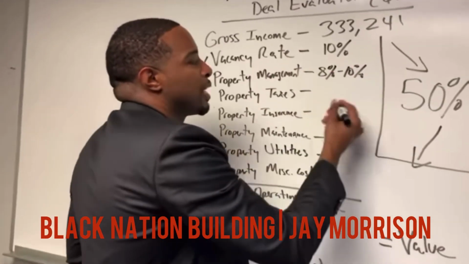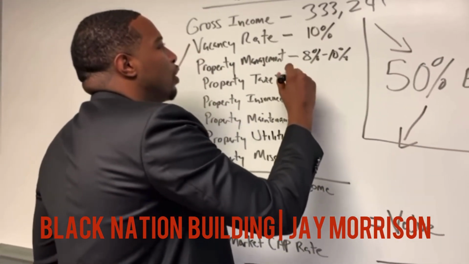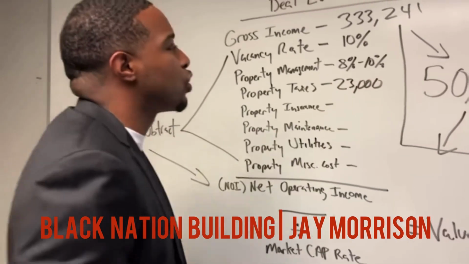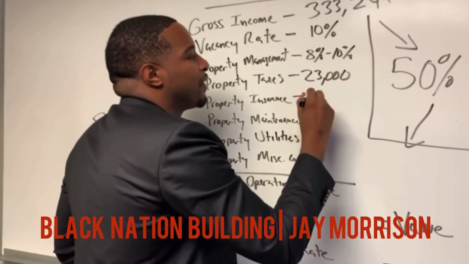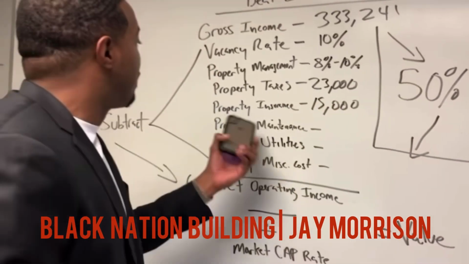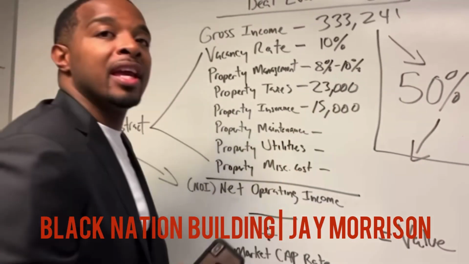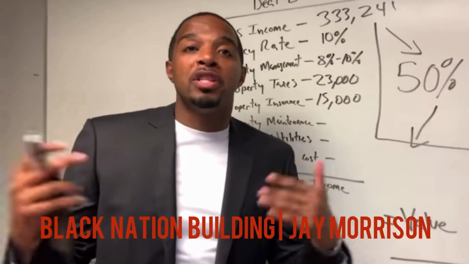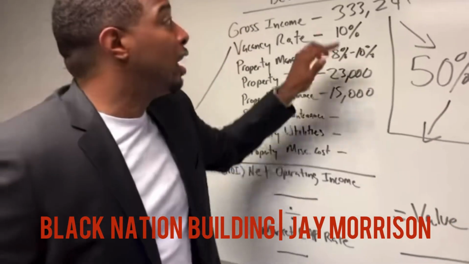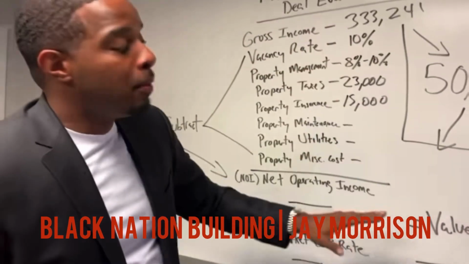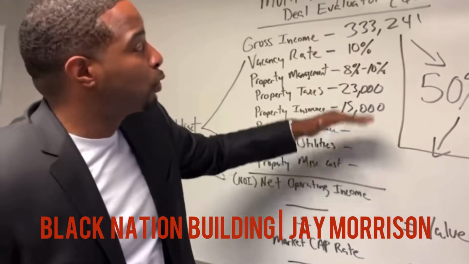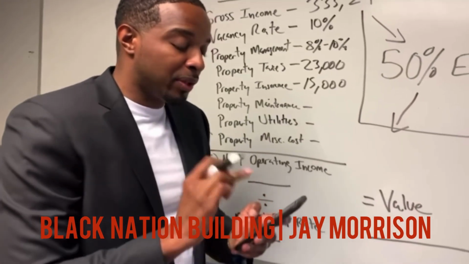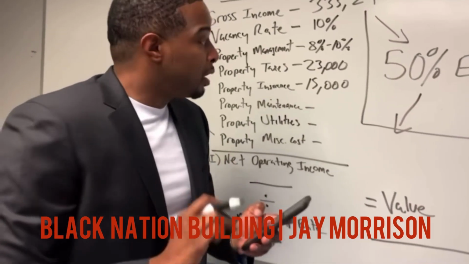Property taxes, for example. We would say property taxes on this asset were $23,000 a year. Property insurance on the asset, $15,000 a year. Then property maintenance, utilities, miscellaneous costs. When someone submits you a deal, they would give you all the financial data of income and expenses. But we're going to use our quick way right now as opposed to making up a bunch of numbers. So our quick way is this. This is how you find out the value when you evaluate deals in real life.